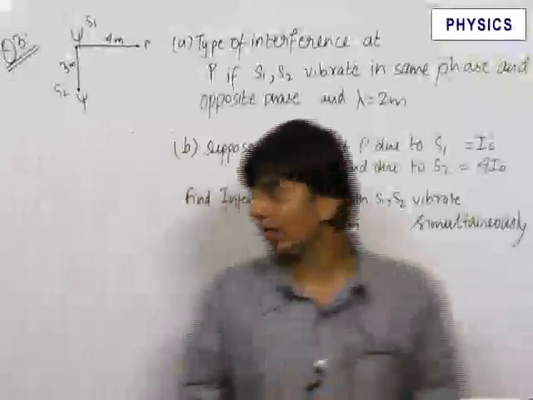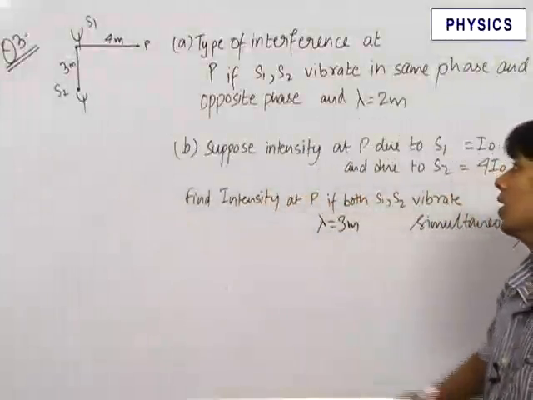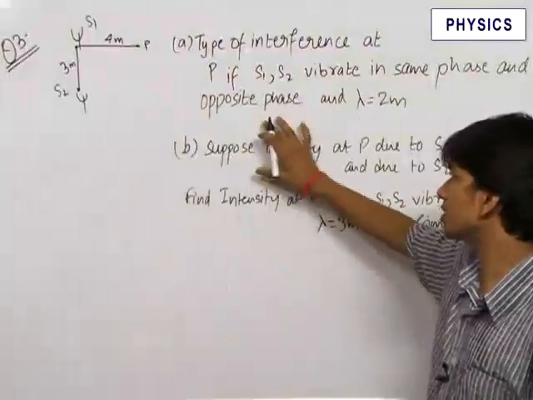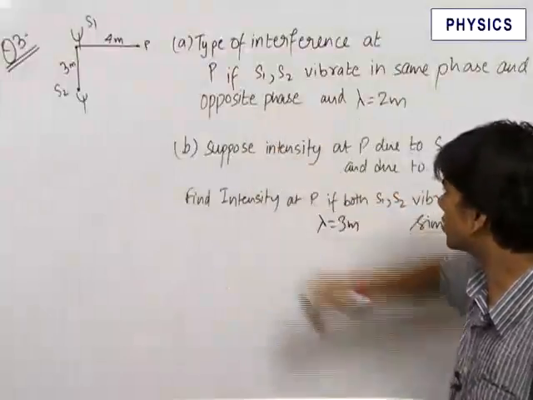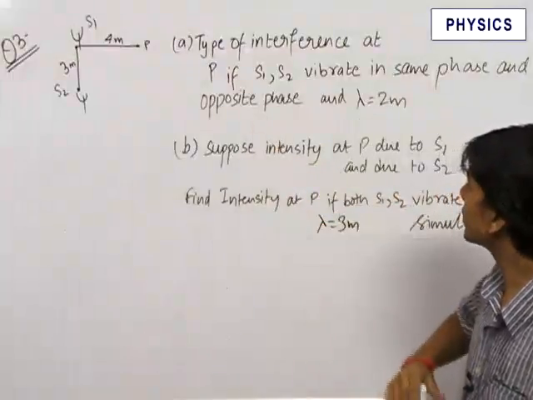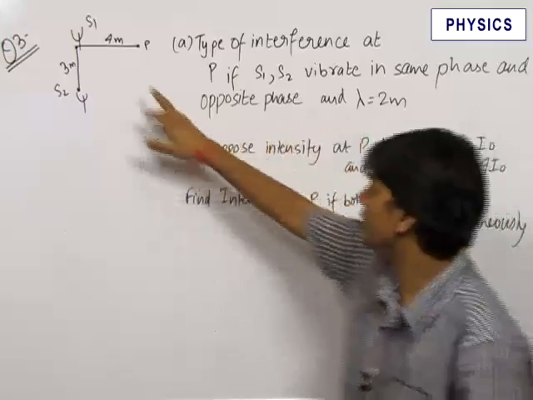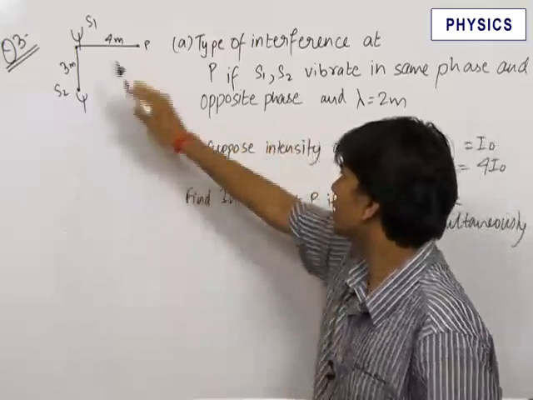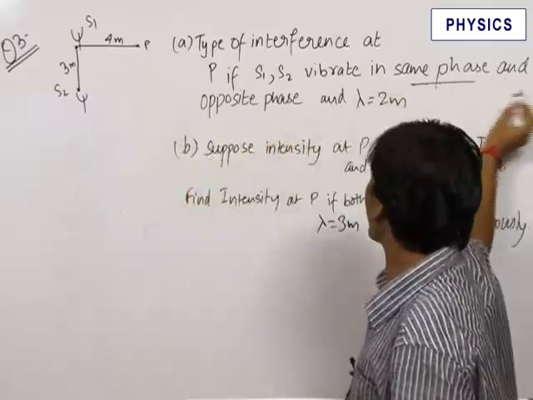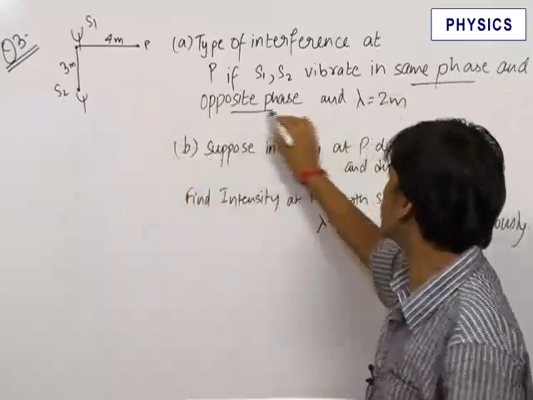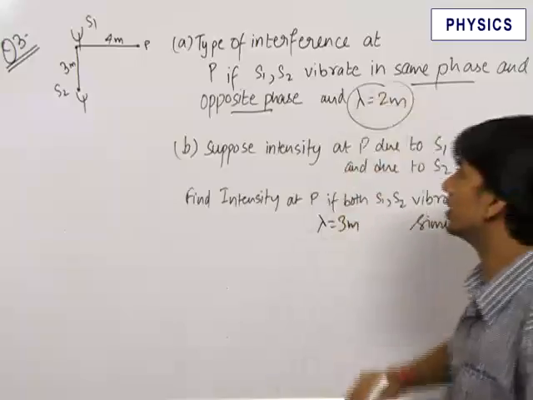In the third question that we have, it's a very important question. These are two separate parts of the question, and we treat them as two different questions. In the first part, we need to find out the type of interference at this point P. If S1 and S2 are vibrating in the same phase and opposite phase, there are two cases, and the wavelength is given to be 2 meters.